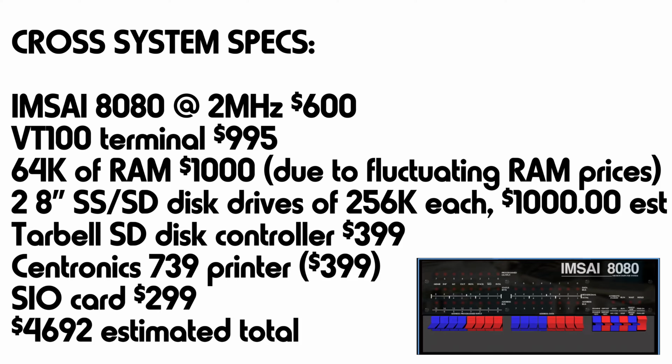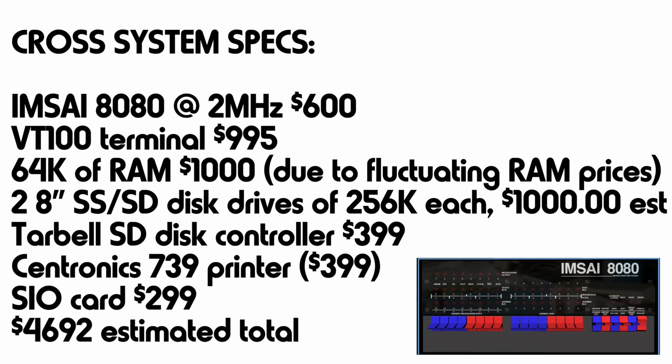DRAMs. So anyway, with that said, as part of this particular setup we also have two 8-inch disk drives, which hold 256 kilobytes each, for a total of 512 kilobytes of viable storage. These drives are approximately $500 each, so we're looking at about $1,000 of estimated cost for these two 8-inch drives. We also need a disk controller, and in our case we have a Tarbell single density controller that retailed for about $399. Also a Centronic 739 printer, very similar to the Atari 825, for $399, okay?